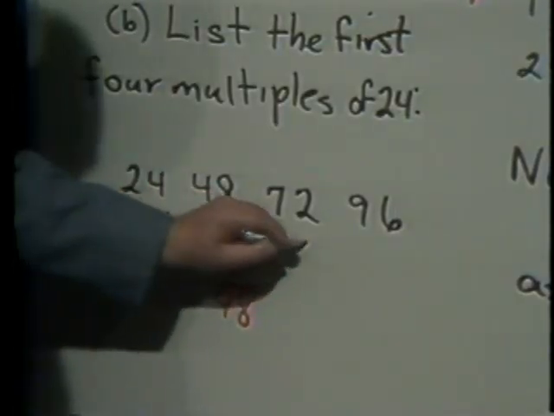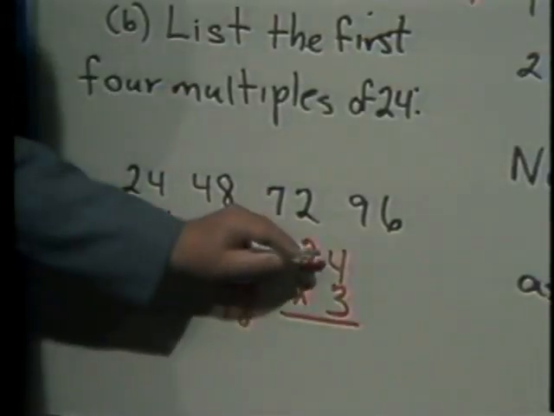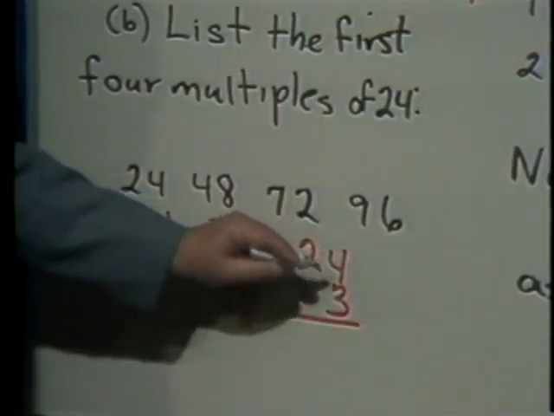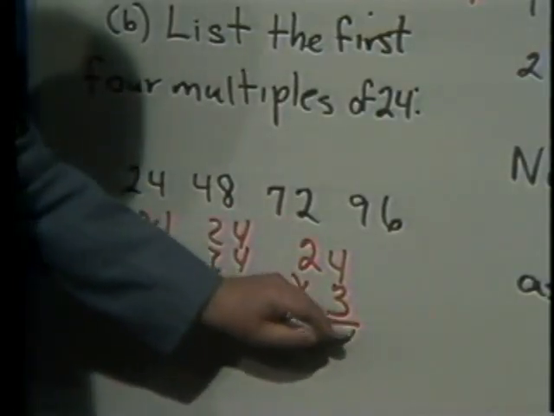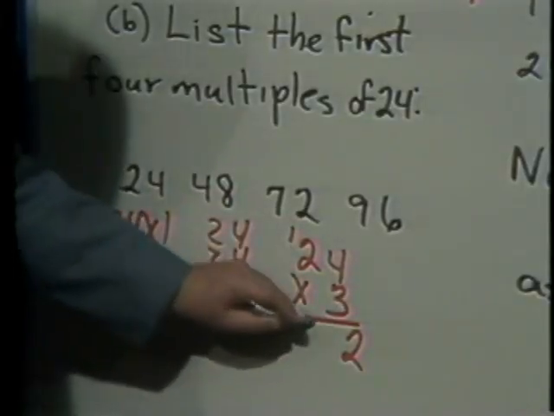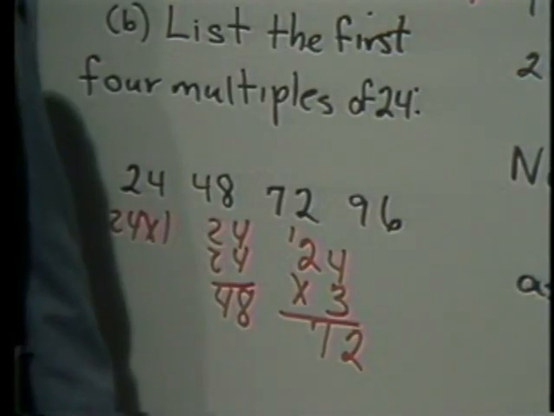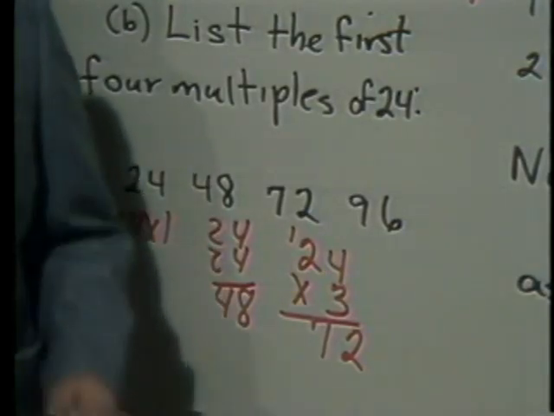And again, if you wanted to do that a shorter way, it's the third multiple of 24. The noun goes on top, the adjective on the bottom here. 3 times 4 is 12. Put down the 2 and carry the 1. 3 times 2 is 6, and 1 is 7. You see there's the same 72. And now for the 4th multiple, we add 24 to 72 and get 96.